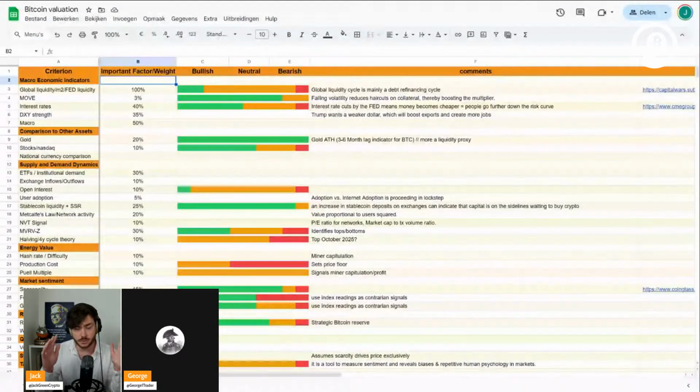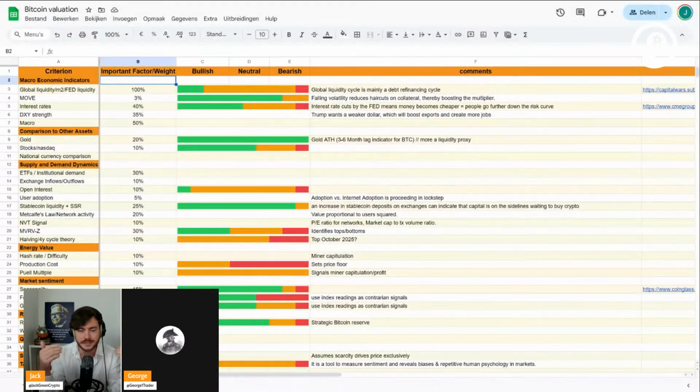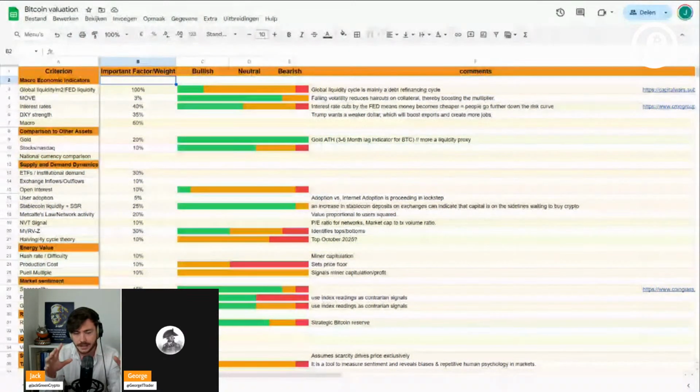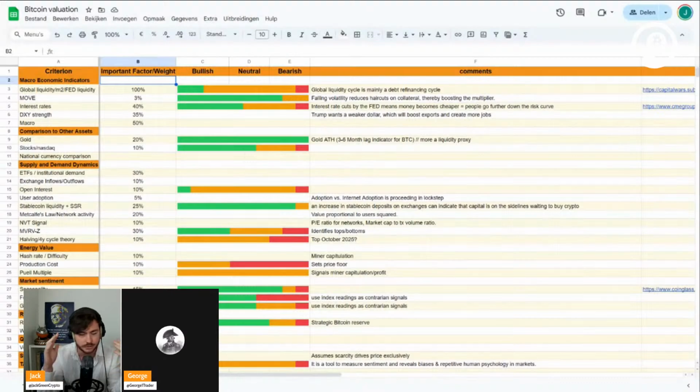All right. So for everyone who knows me, or maybe saw our Bitcoin Under the Loop last year, this is my Bitcoin valuation metric. So it's all the metrics together. All the metrics which I think play a part in the Bitcoin valuation are here.